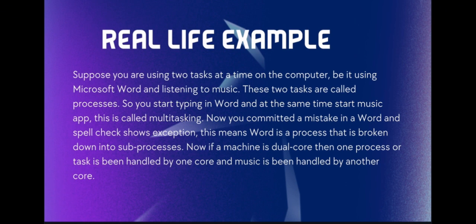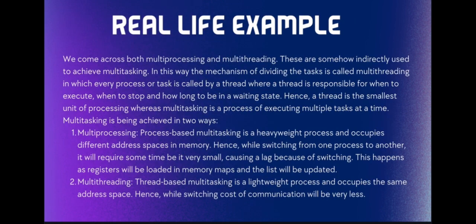In this way, the mechanism of dividing the task is called multi-threading, in which every process or task is handled by a thread, where a thread is responsible for when to execute, when to stop, and how long to be in a waiting state. Hence, a thread is a smaller unit of processing, whereas multitasking is the process of executing multiple tasks at a time.